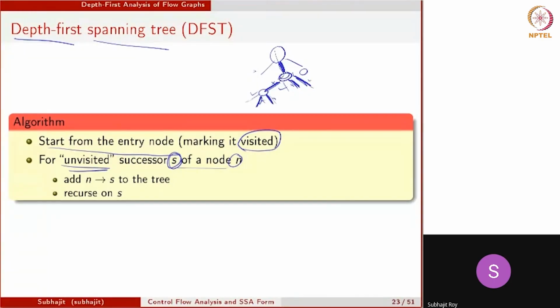So you will first traverse this, then you backtrack and do this, then you backtrack and do this, then you backtrack. So you make one DFS traversal, and the tree that falls out of that is referred to as the depth-first spanning tree. It's a very simple algorithm, and I'll not spend much time because I'm sure you have seen such algorithms before. At least you have seen a spanning tree algorithm before, so this is just that.